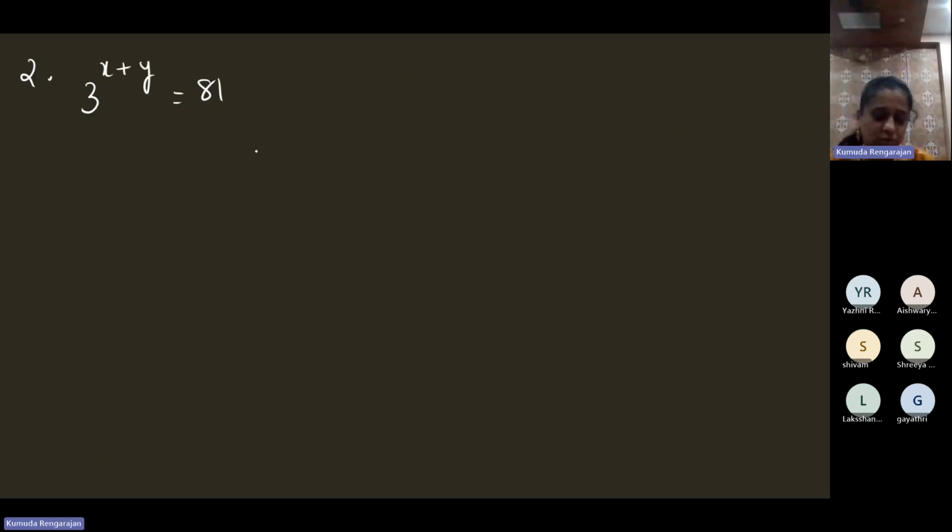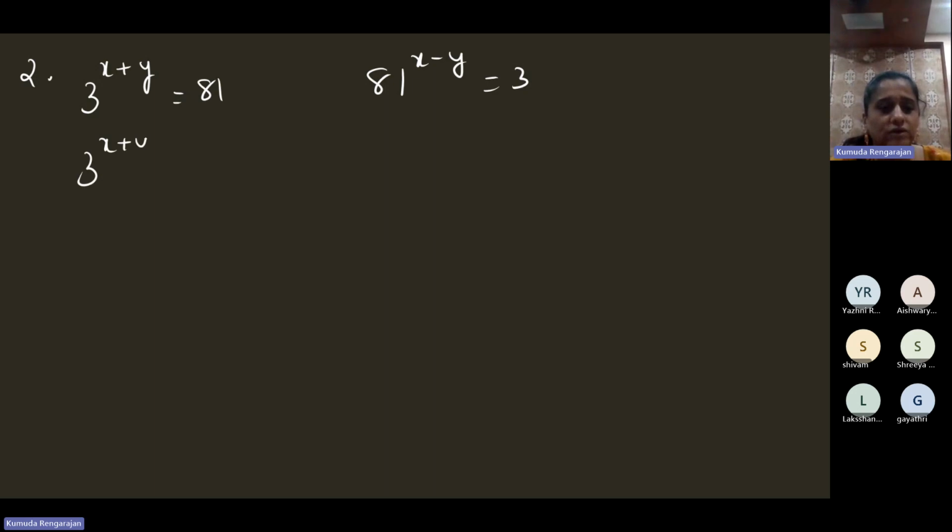So in question number 2, we are given 2 equations. 3 to the power x plus y is equal to 81 and 81 to the power x minus y is equal to 3. From the first one, we have 3 to the power x plus y is equal to 3 to the power 4. So bases are same on both the sides. Equating the powers, we have an equation x plus y is equal to 4. So this is one equation.